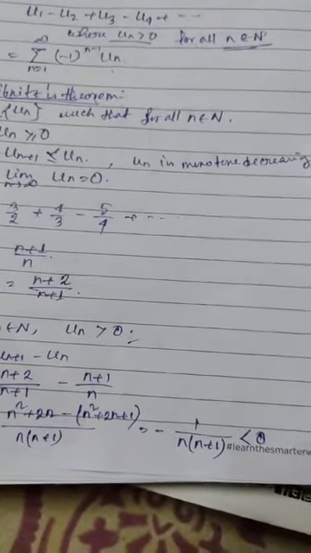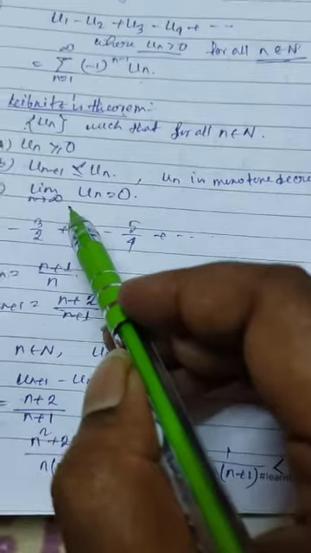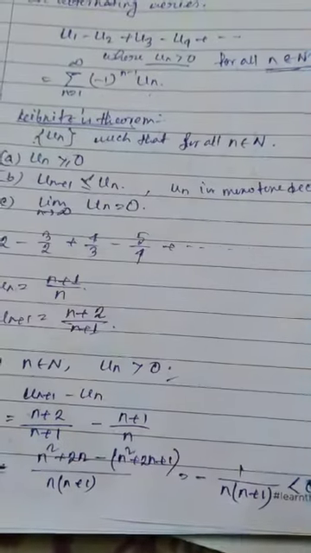So now let us check the third condition, that is whether limit n tends to infinity of un is equal to 0 or not.